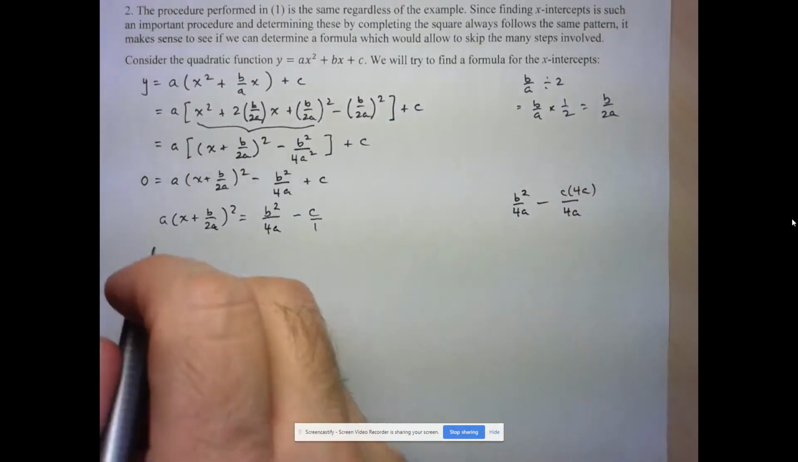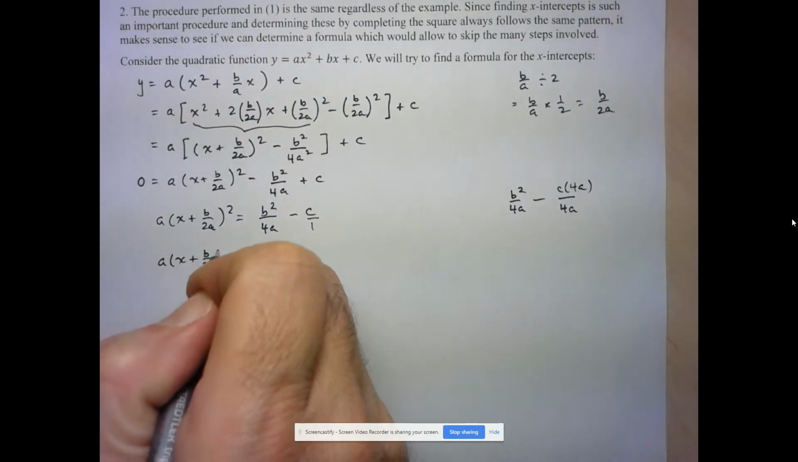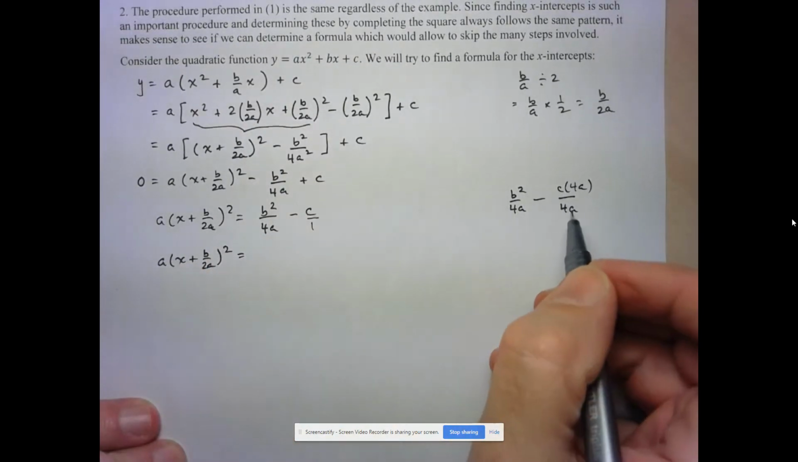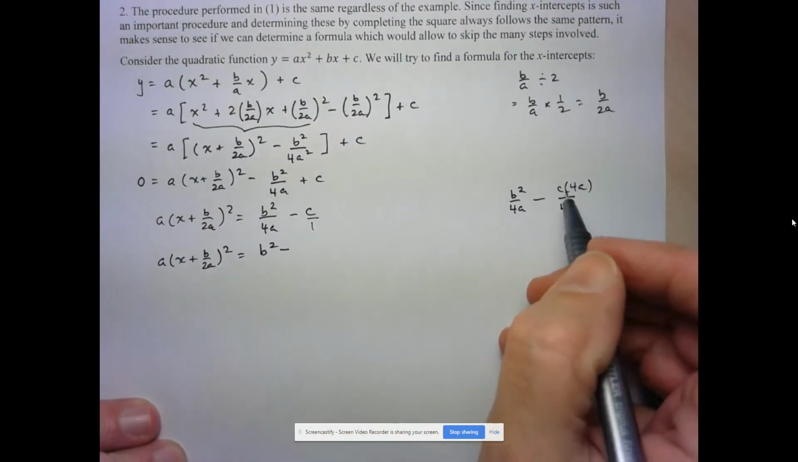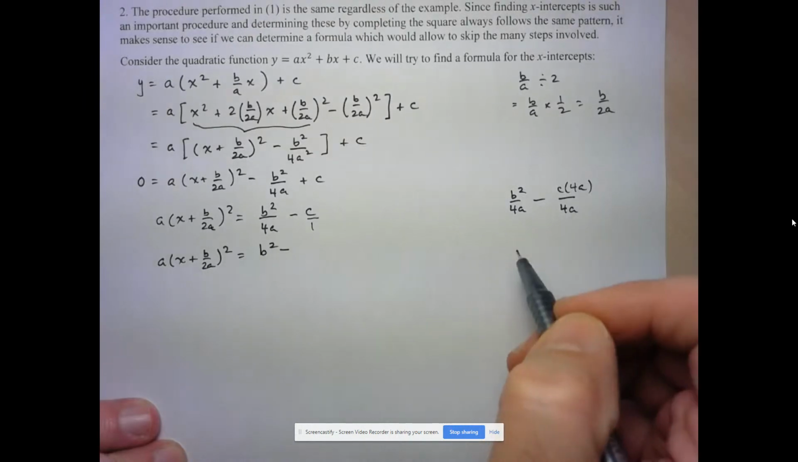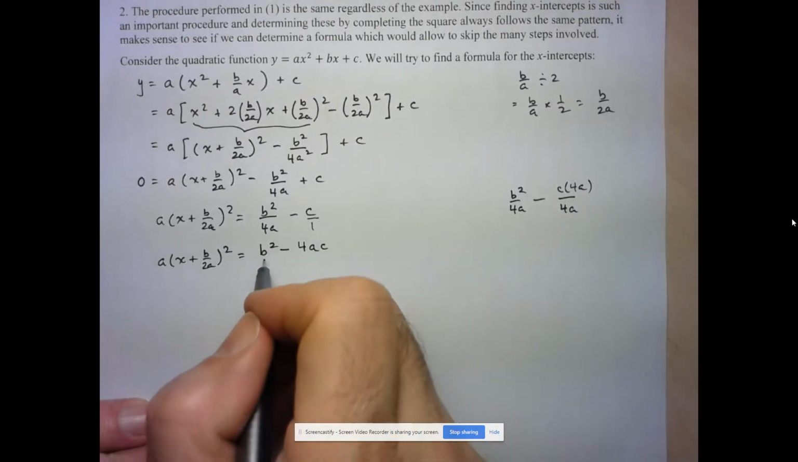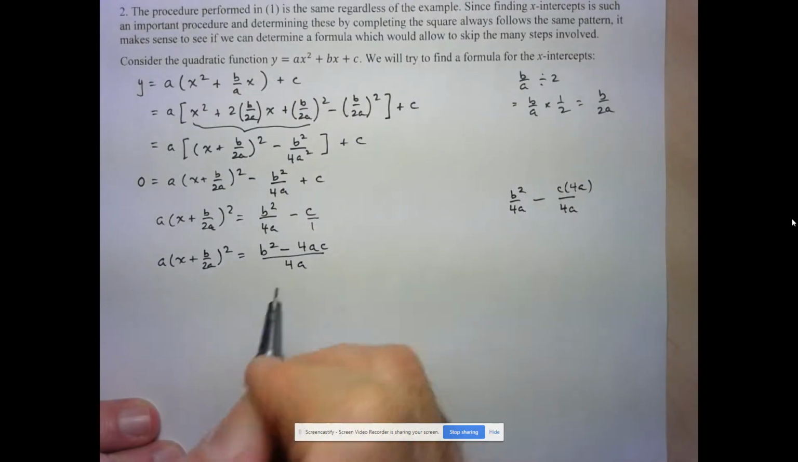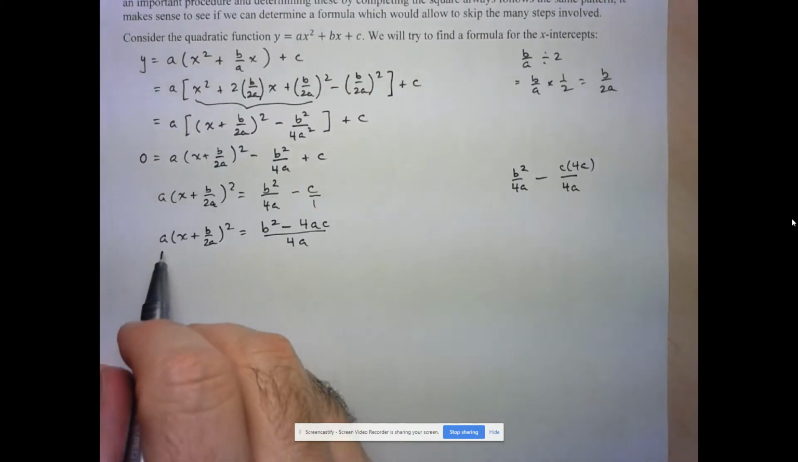Okay, so how am I going to combine these together? Well, now I can do that because I have a common denominator. So the numerator is going to be b squared minus, and I'll just rearrange this. This is multiplication, so I can do it in any order. I'll write it as 4ac all over 4a. All right, so now we can go to the next step, which is to divide both sides by a.